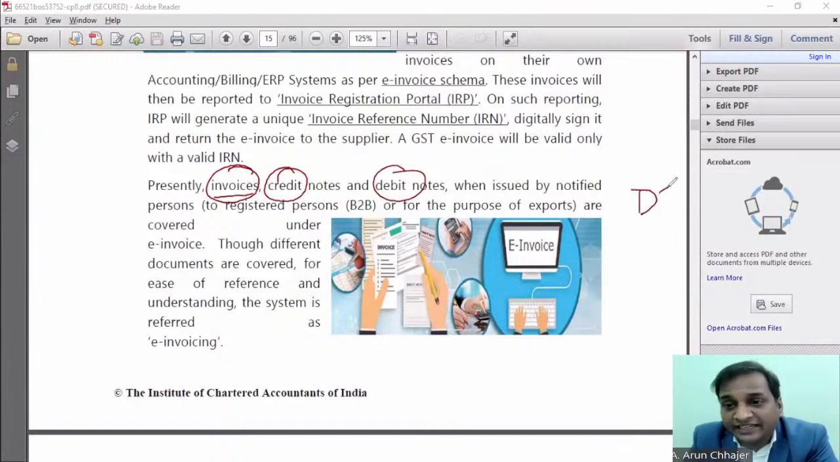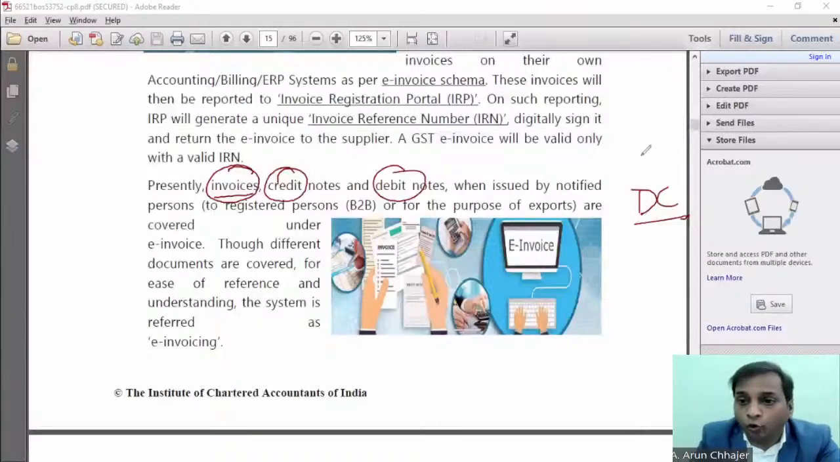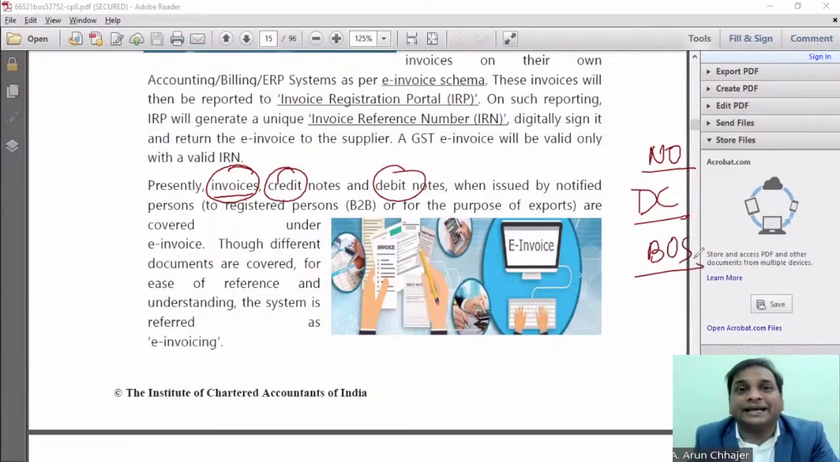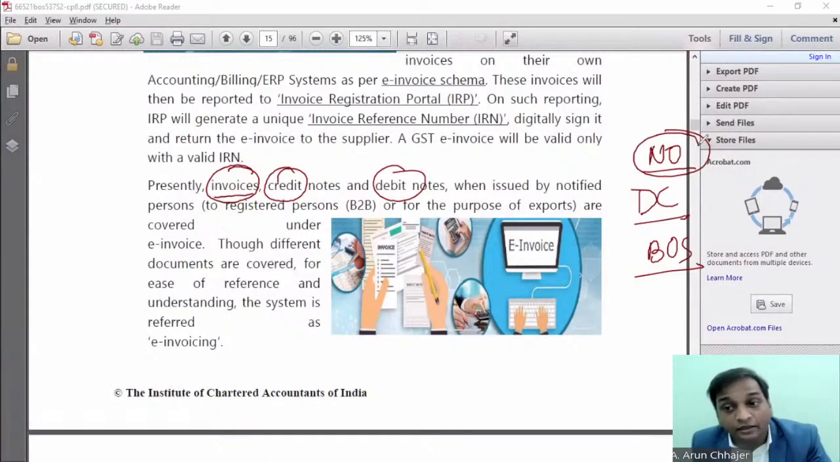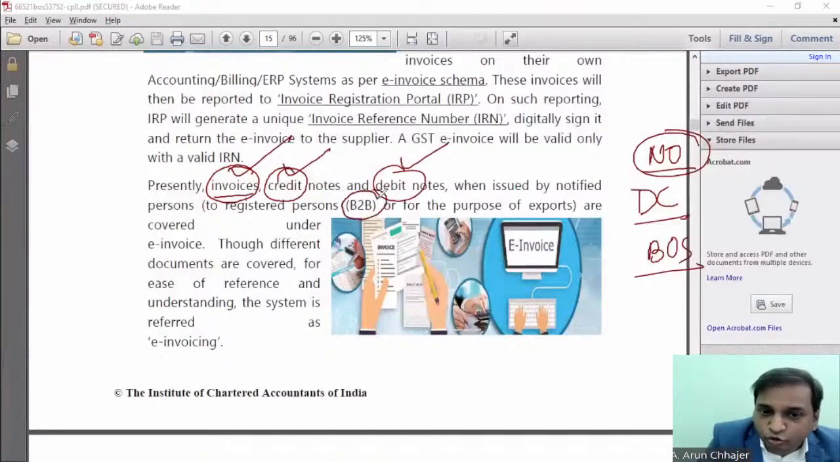Sir, suppose I have the delivery challan. Should I prepare the delivery challan also in invoice portal? No. I have the bill of supply. Suppose I am making the exempted item to registered party. Answer is no. E-invoice is not applicable in case of the delivery challan, in case of the bill of supply, in case of import, in case of inward RCM. It is not applicable. It is applicable for your sale, for your outward supply: invoice, debit note, credit note, which is being issued to B2B or export.